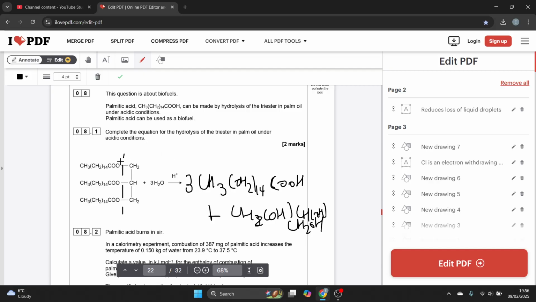All I've done is that it goes. You've got a hydrogen here, CH3(CH2)14COOH. You've got three of them, 1, 2, 3, so you need a 3 here. And then for here, all I've done is added an OH here for each of these. So CH2OH, CHOH, CH2OH. That's it.